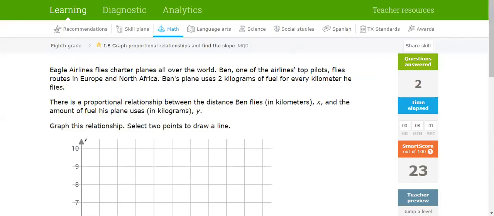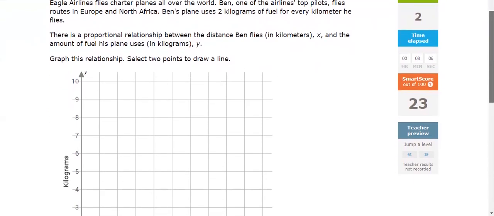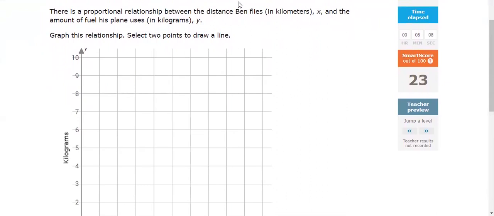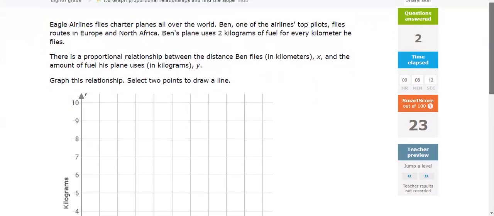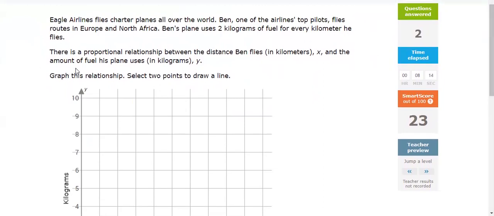Okay, so first of all, we have to figure X and Y out. What is X? Let's see this. The distance Ben flies. The distance is X, and the amount of fuel his plane uses. So the distance is X. Let's try to find the distance here.